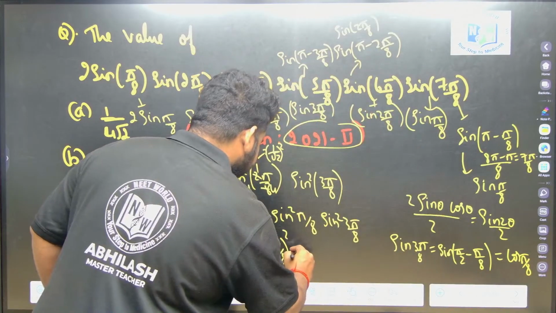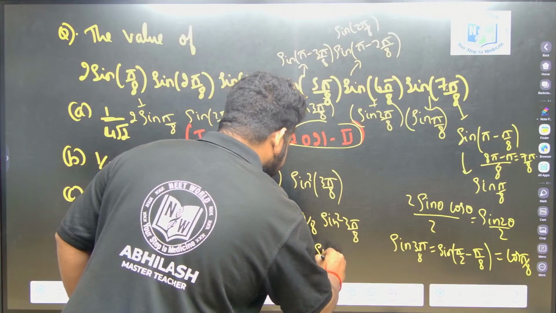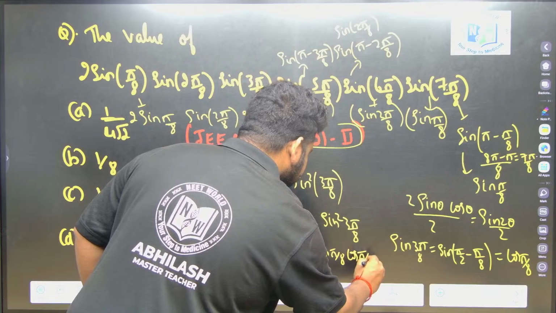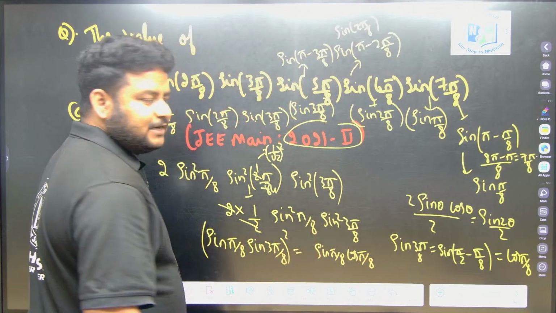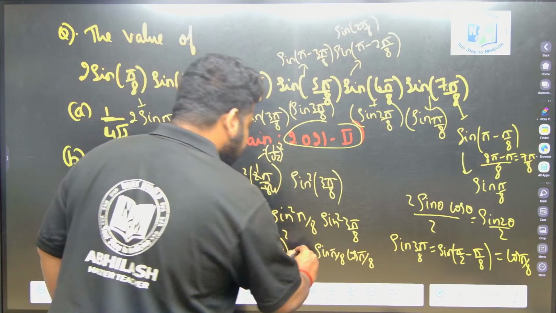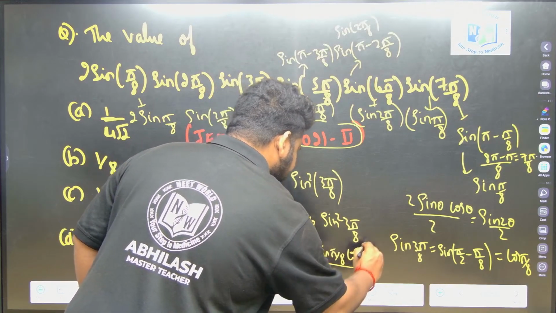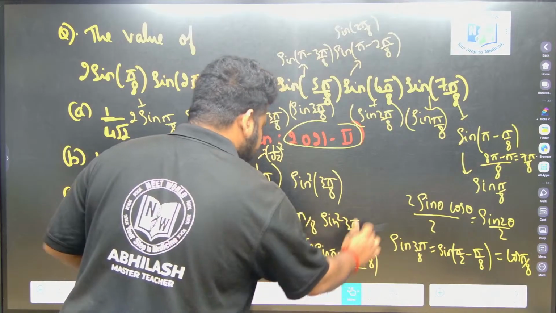Okay, so I can write this as sin pi by 8 into cos pi by 8. I should divide and multiply by 2, but the square is there. So 2 will be here, and here I will divide by 2, whole square is there.